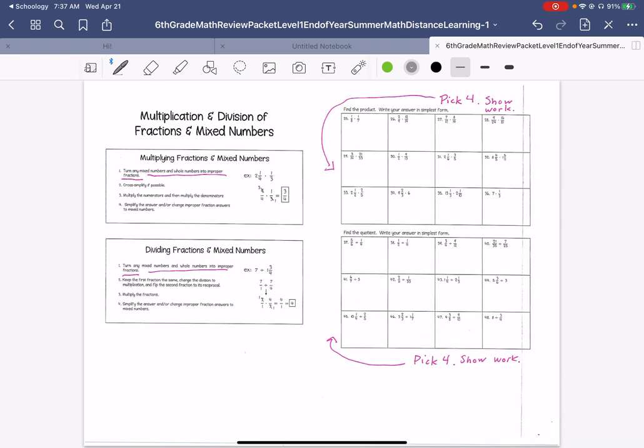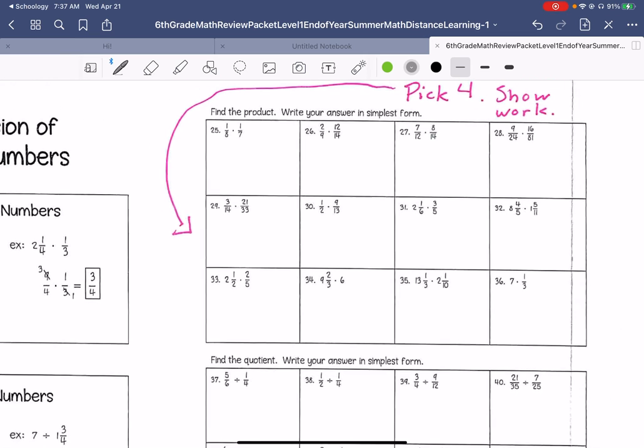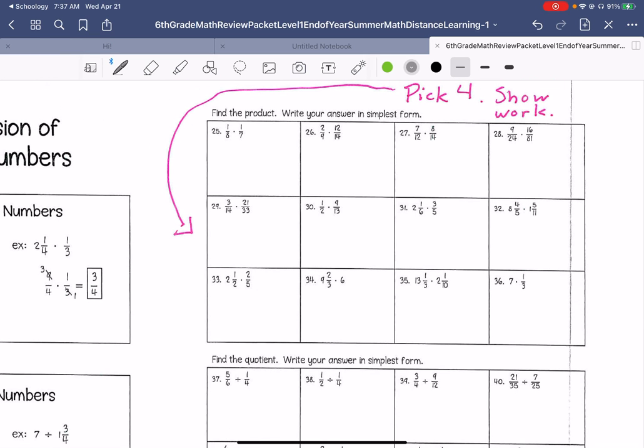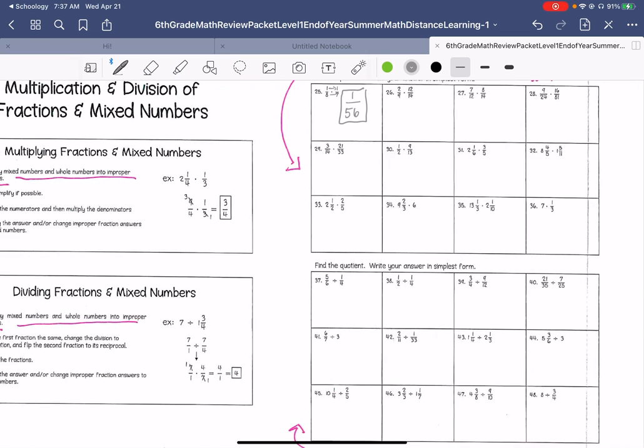Multiplying and dividing fractions and mixed numbers. When multiplying, you're multiplying straight across. So this top one, 1 times 1 is 1. 8 times 7 is 56. 1 over 56 cannot be reduced. 1 can't be made any smaller.